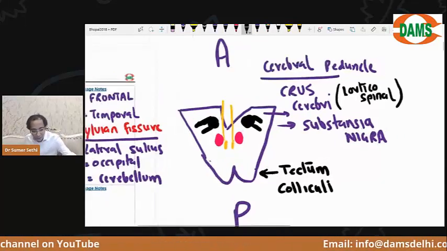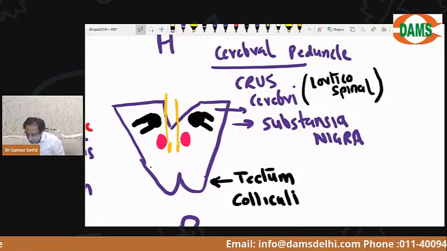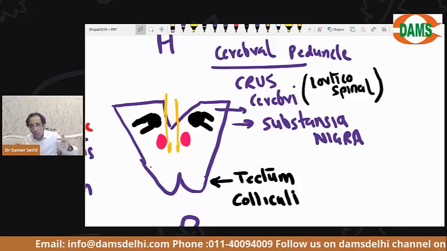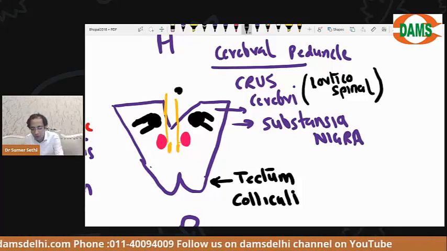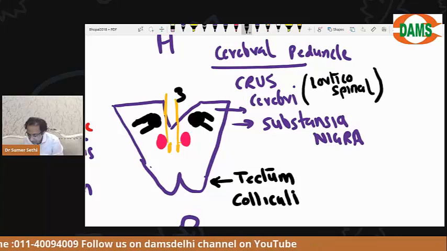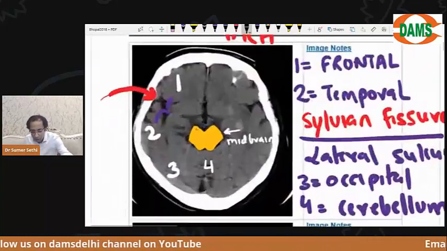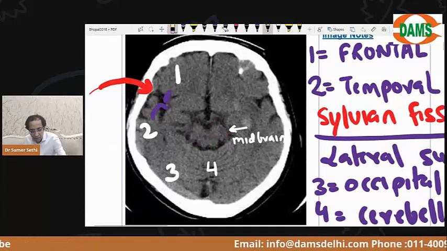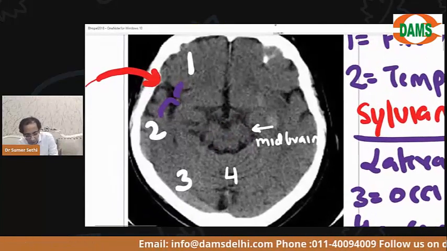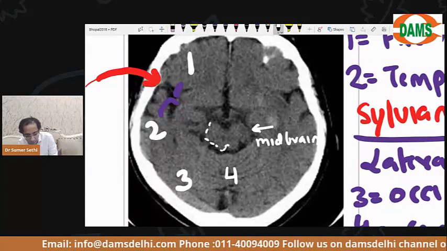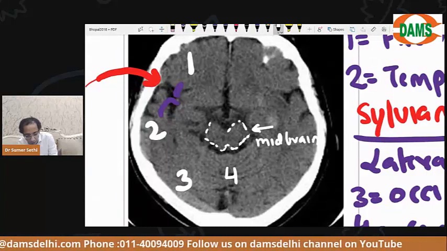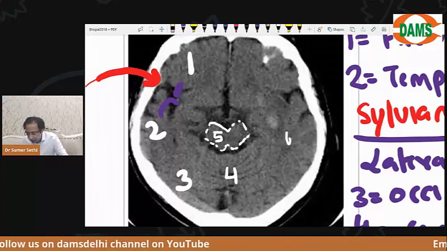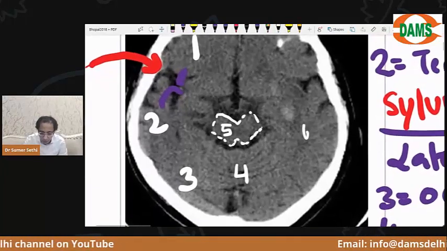Everybody now understands how the midbrain is structured anatomically. You have the substantia nigra, the red nucleus, and the oculomotor nucleus giving rise to the third nerve here. Everybody clear? Now we go back to the anatomy here. What happens in a CT scan is, let me increase the size. Number 5 is your midbrain.